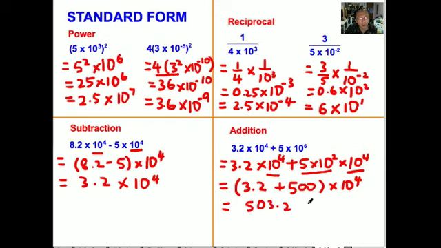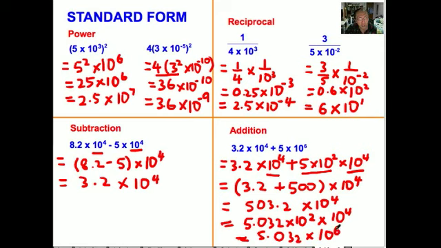500 has a power of 2. Thus, we have 5.032 times 10 to the power of 2 times 10 to the power of 4, giving us 5.032 times 10 to the power of 6.